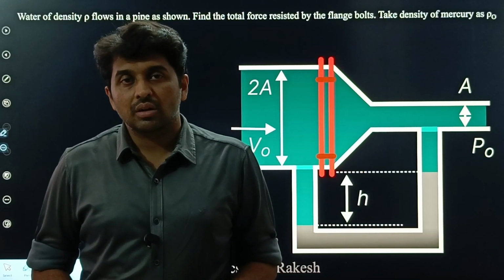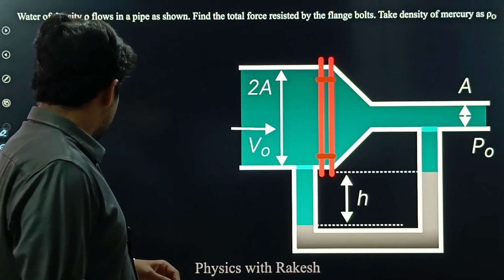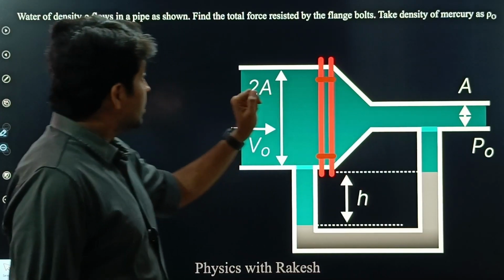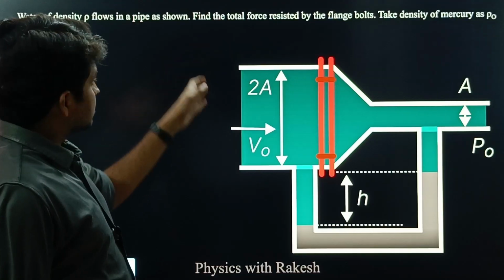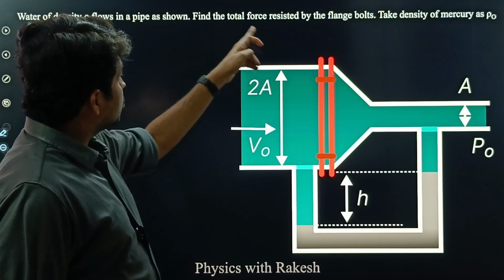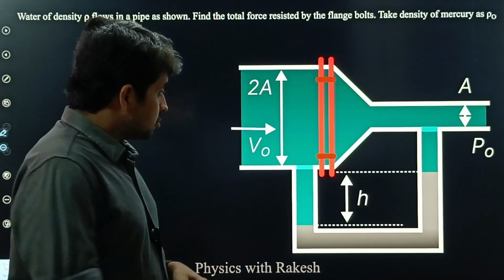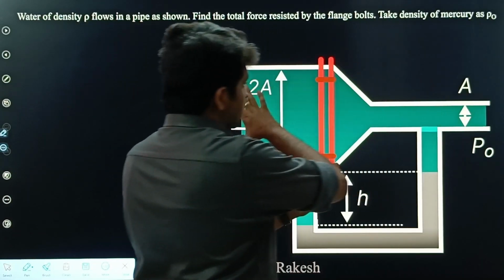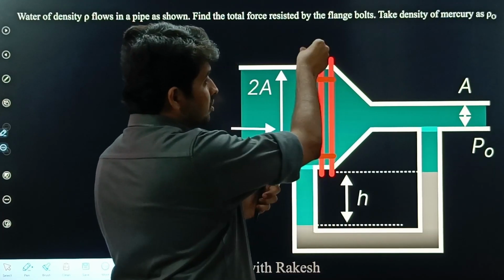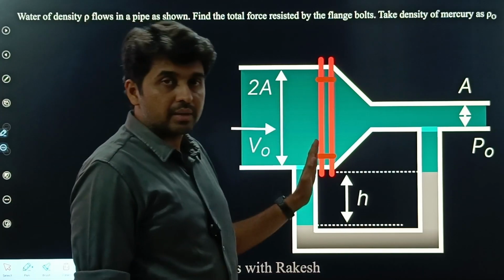Let us move on to the advanced questions in this topic. So we have a venturi meter here, and there's a liquid flowing from here to there. What he's asking is to find the total force resisted by the flange bolts. So these are two sections. This section is one, this section is one, and they both are connected by these bolts here. He's asking what is the force resisted by them.